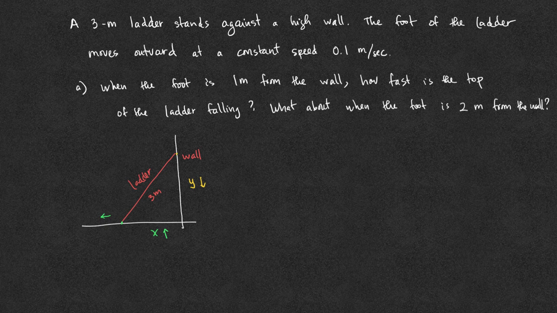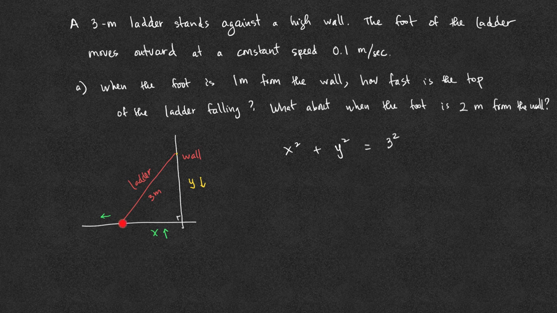And so by looking at this, we see that there is a relationship between x, y, and the ladder, and that relationship is the right triangle. Specifically, this is the Pythagorean theorem. X squared plus y squared equals 3 squared. Technically, we should write x squared plus y squared equals z squared, but we know that the ladder is fixed, so we can just simply use 3 instead of using a variable for the ladder.